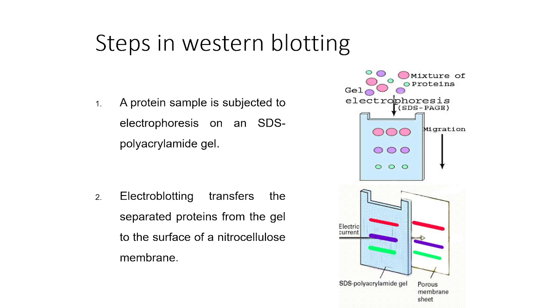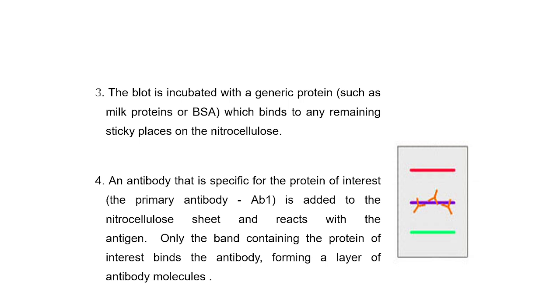So the steps in Western blot are that a protein sample is subjected to electrophoresis on an SDS-PAGE. Electroblotting transfers the separated proteins from the gel to the surface of the nitrocellulose membrane. The blot is then incubated with a generic protein like skimmed milk proteins or BSA, which binds to any of the remaining sticky places on the nitrocellulose.